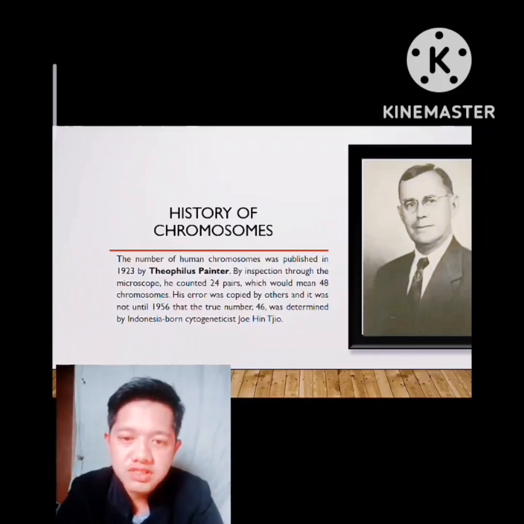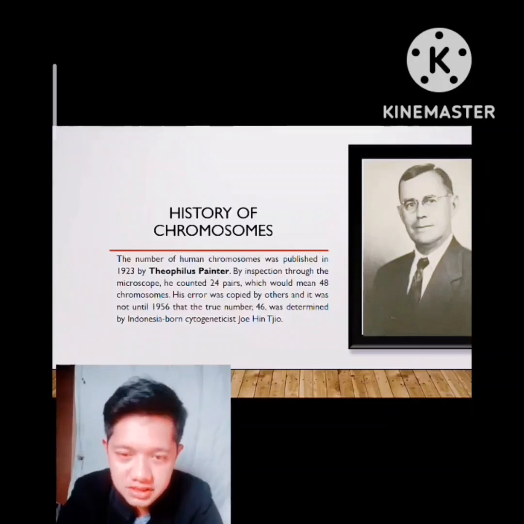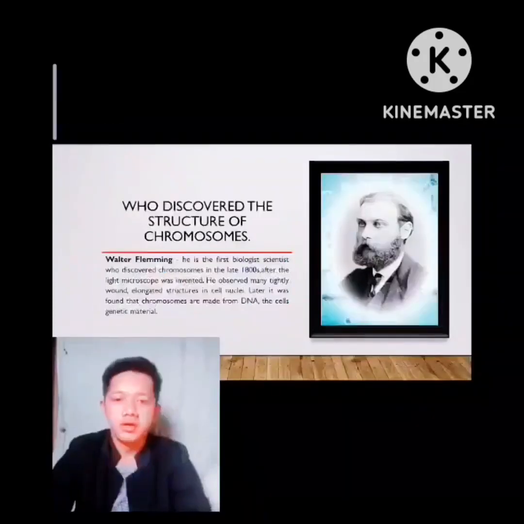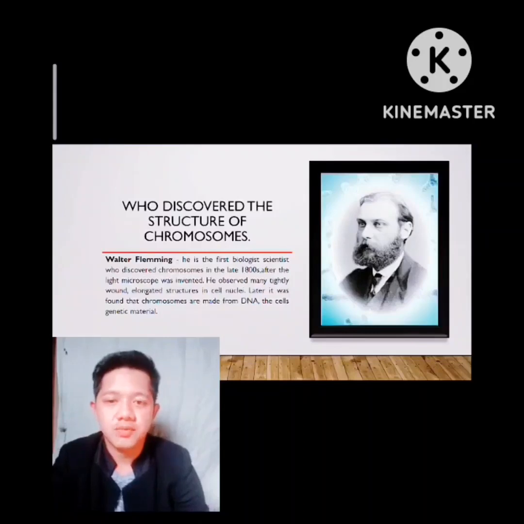His error was copied by others, and it was not until 1956 that the true number, 46, was determined by Indonesian-born cytogeneticist Joe Hin Tjio, who discovered the structure of chromosome.